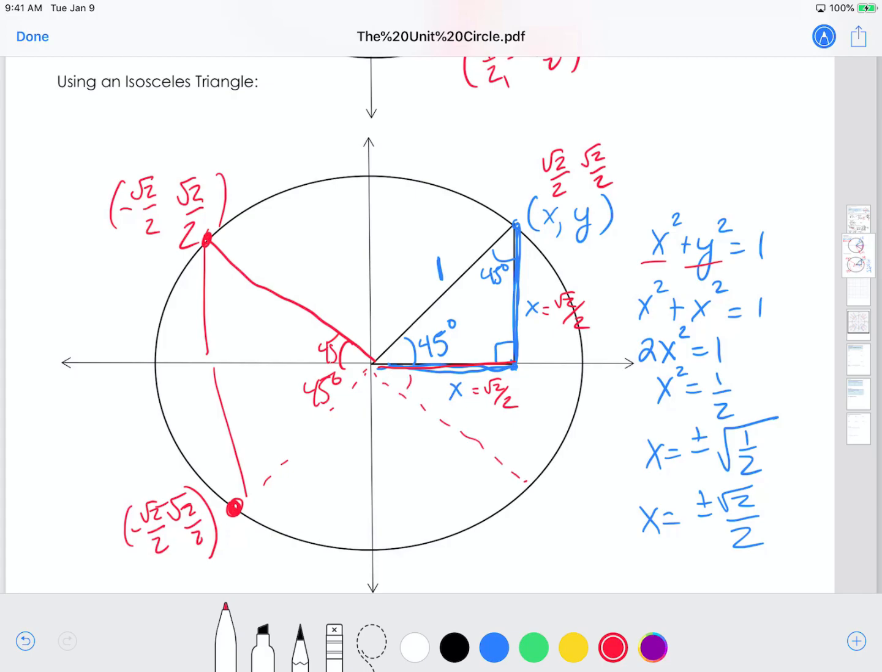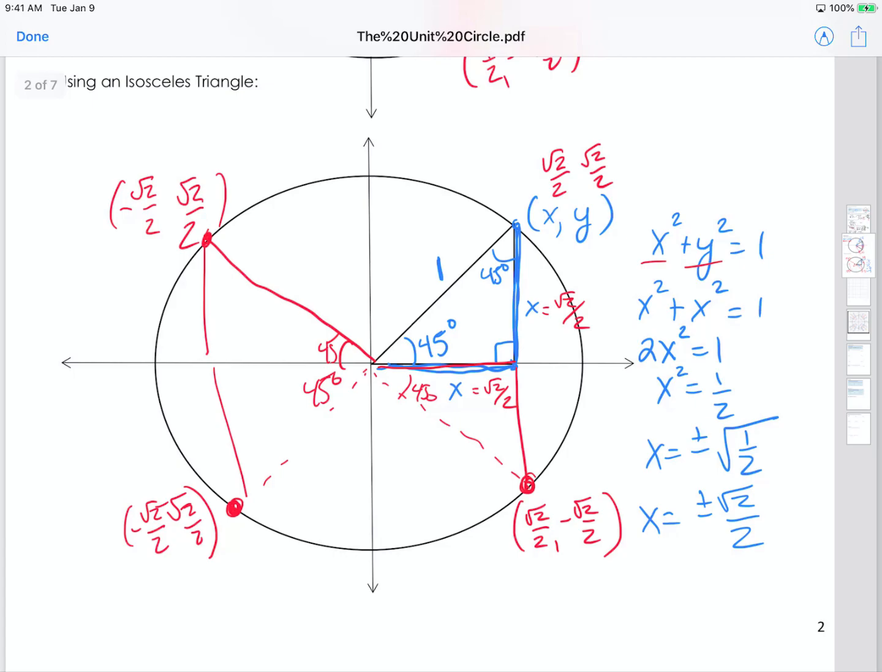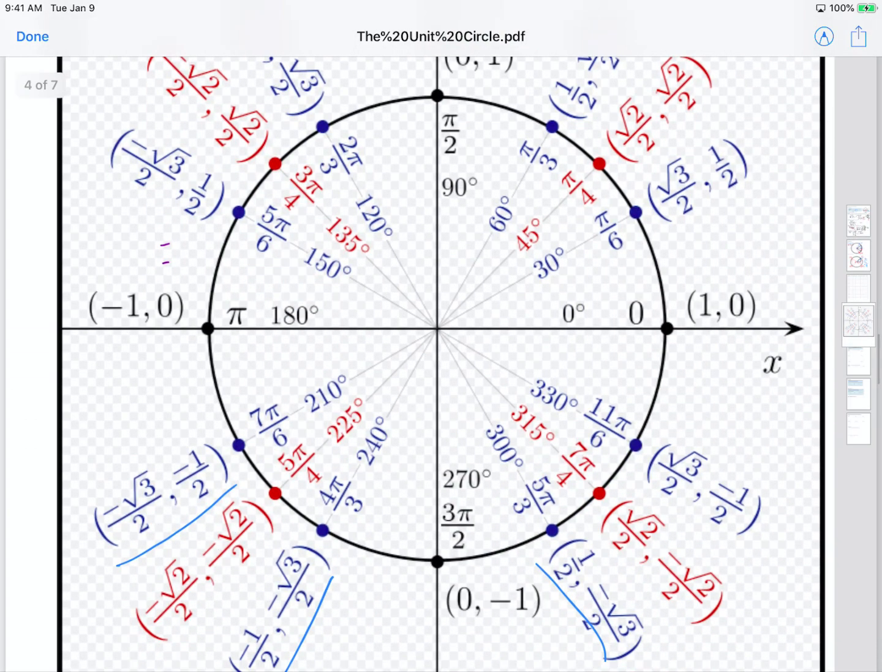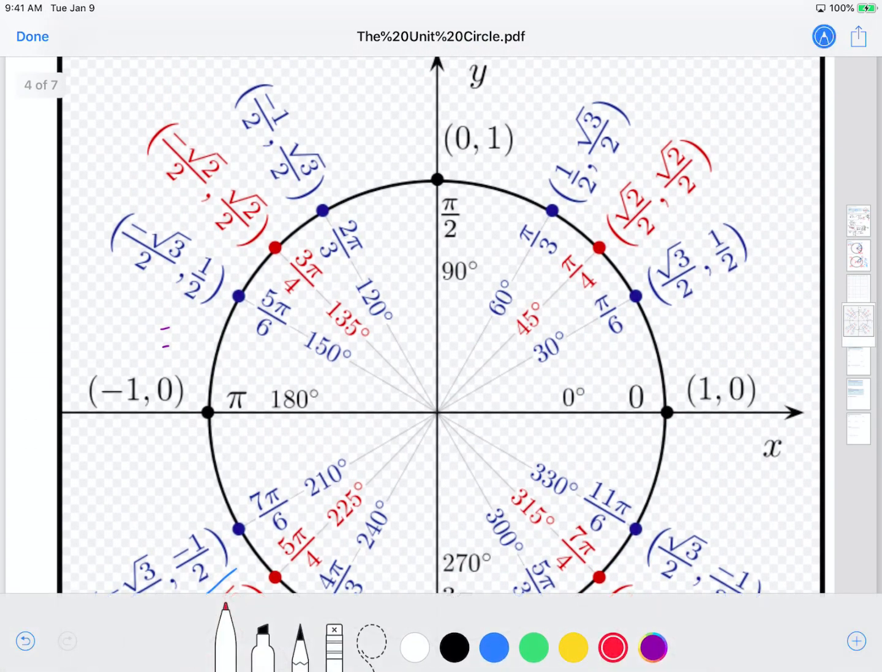And then when I do the same thing for this 45-degree angle, this would have to be the square root of 2 over 2, negative square root of 2 over 2 in the fourth quadrant because y is negative in the fourth quadrant. And if we scroll down and look to our unit circle, those are all the values that are in red. All my 45-degree angles.